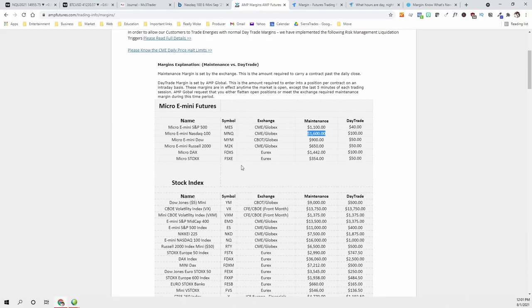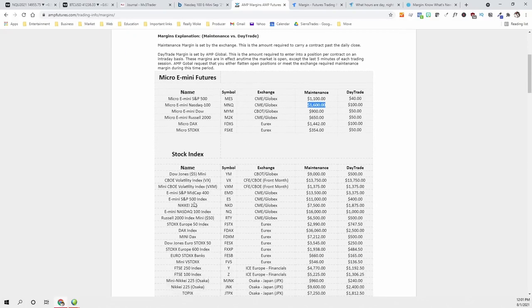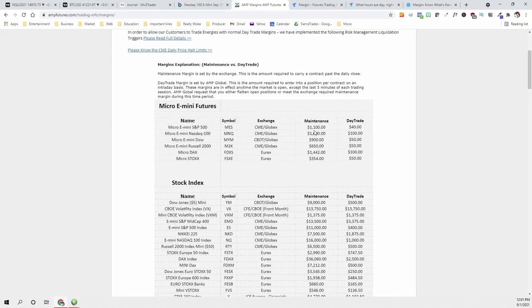Before we go away from here, let's go ahead and look at NQ. We can see down here NQ is $16,000 to hold it overnight and $1,000 to day trade it. Okay, so if you don't have $16,000 in your account, you've got to close your positions. You can only day trade the NQ futures here. If you don't have $1,600 in your account, you can only day trade the micros of the NQ futures.